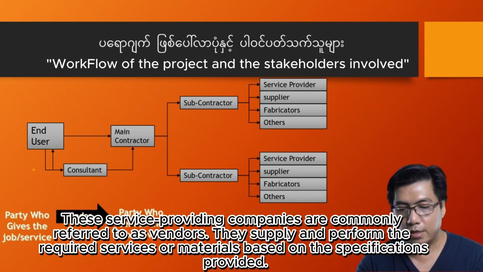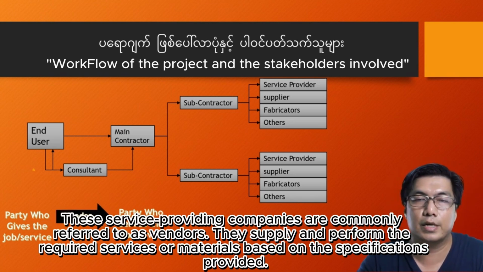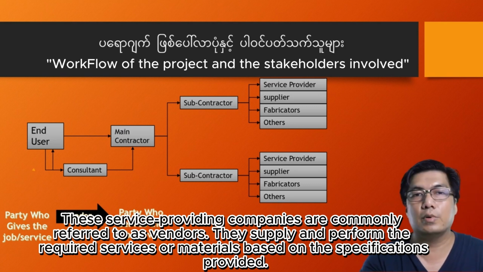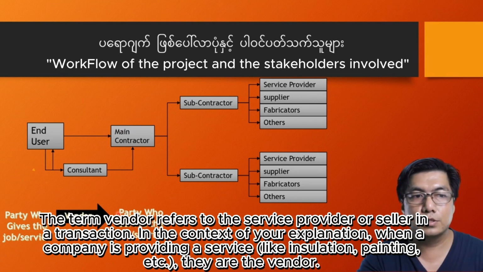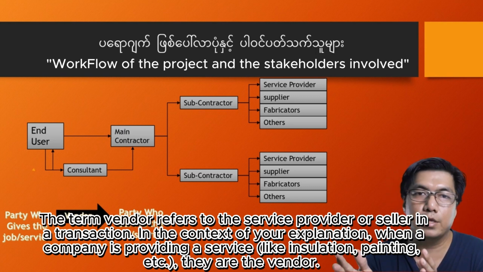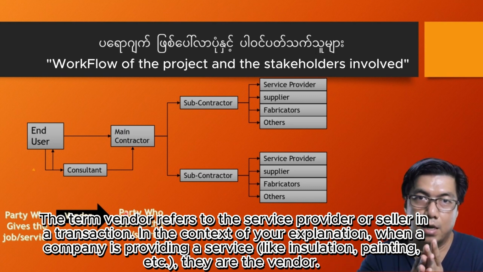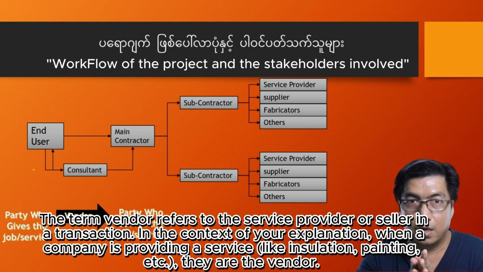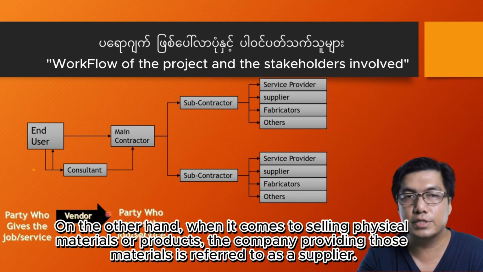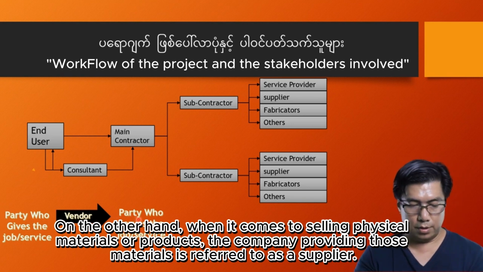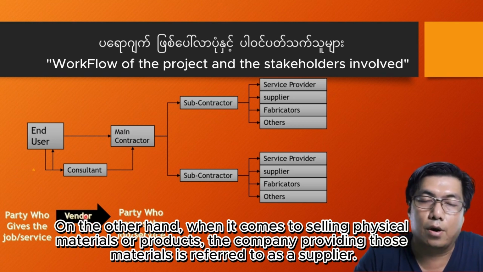These service-providing companies are commonly referred to as vendors. They supply and perform the required services or materials based on the specifications provided. The term vendor refers to the service provider or seller in a transaction. When a company is providing a service like insulation, painting, etc., they are the vendor. On the other hand, when it comes to selling physical materials or products, the company providing those materials is referred to as a supplier.